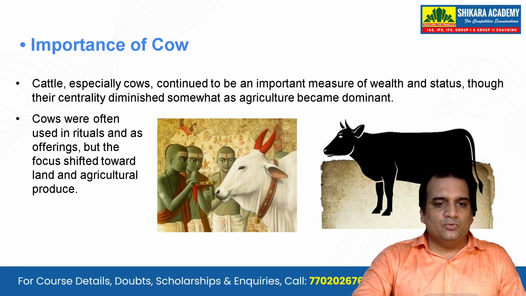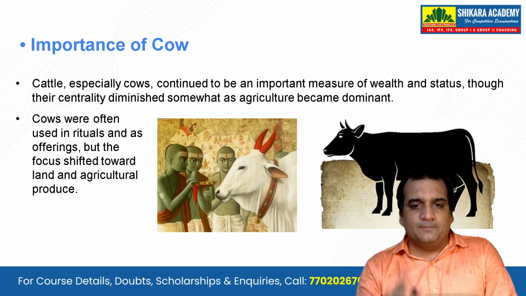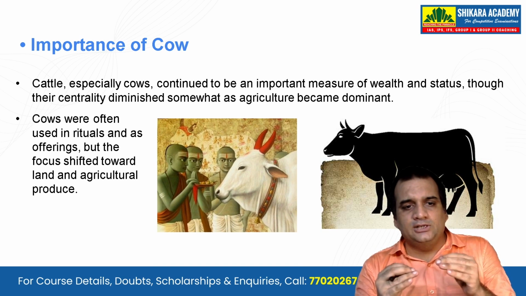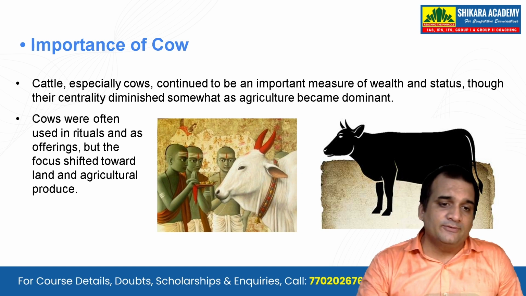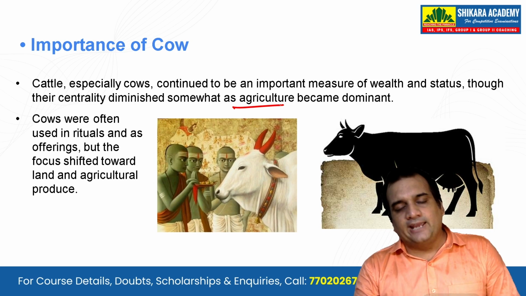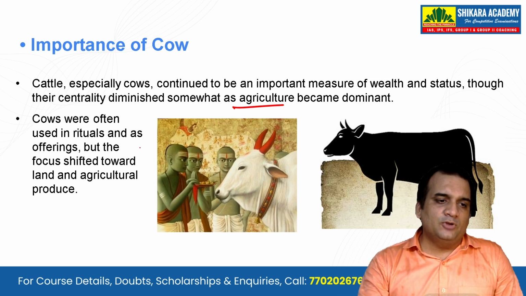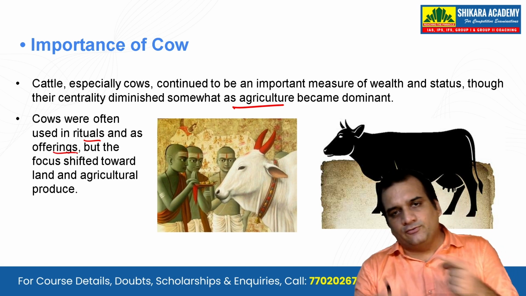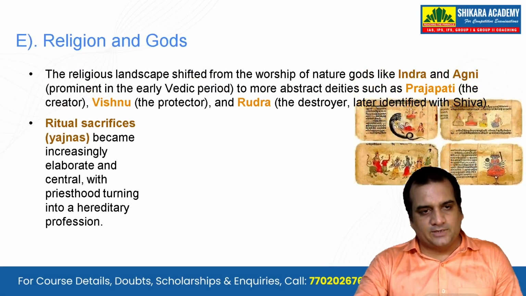Now what about the importance of cow? Cow will still be important, but now its importance will slowly and gradually diminish. They will not be that dominant, because agriculture and land will become dominant. If agriculture is becoming dominant, obviously land will be dominant. Cows will be often used for rituals and offerings. But the focus now will shift towards what? It will shift towards the land and agricultural practices.